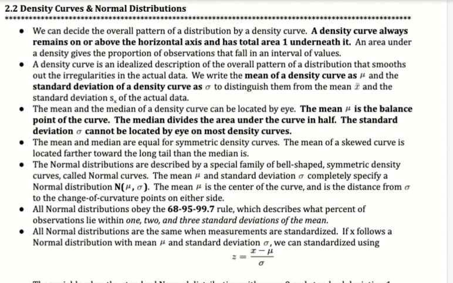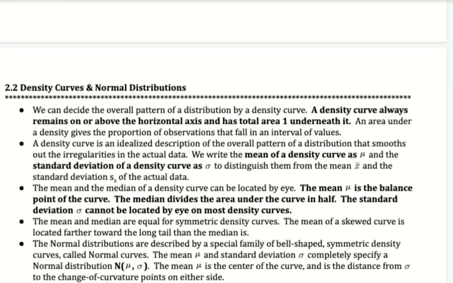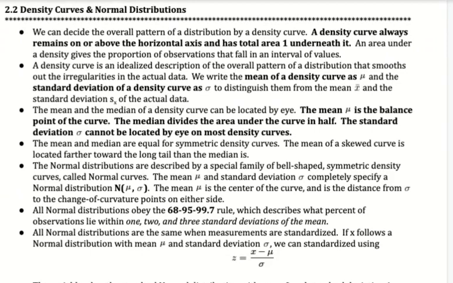A density curve always remains on or above a horizontal axis, and it looks like this, with a little curve over it and all the data points in here. Some of you have heard about a bell curve in the past. It always has a total area of 1 underneath it, meaning that it includes every piece of data, all 100% of the data.